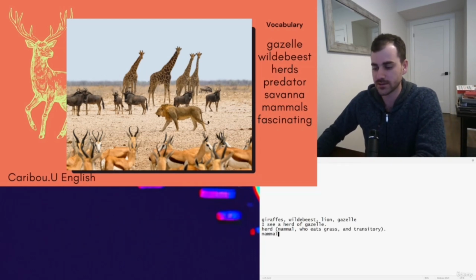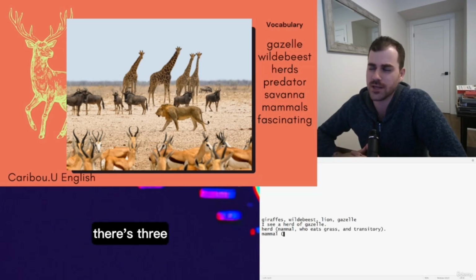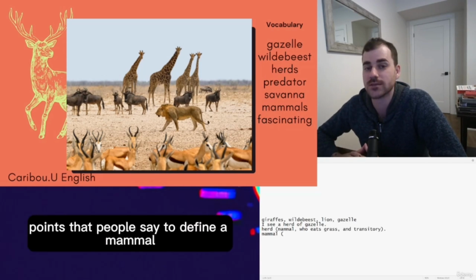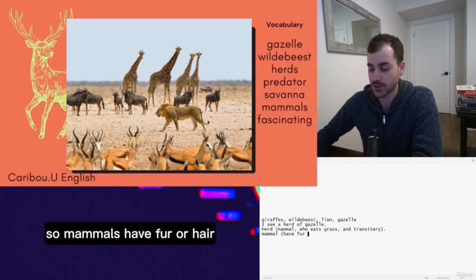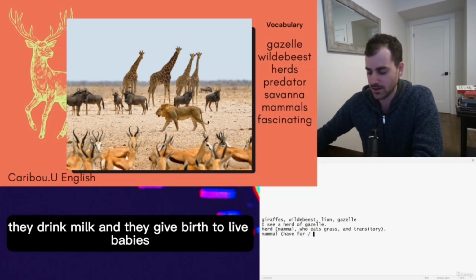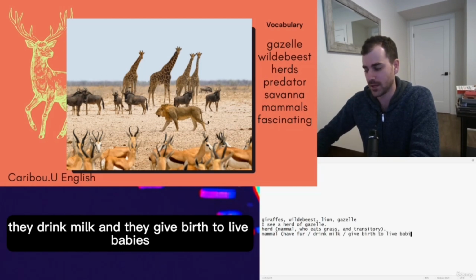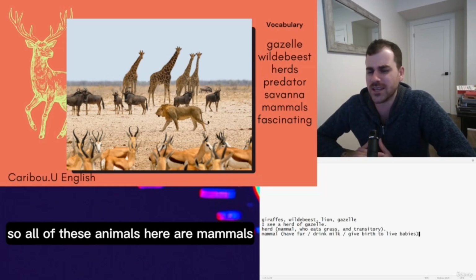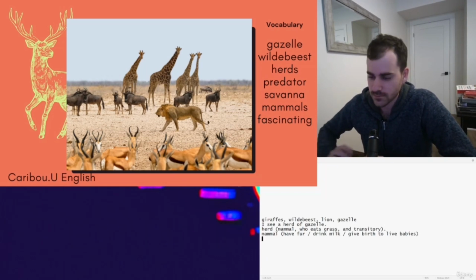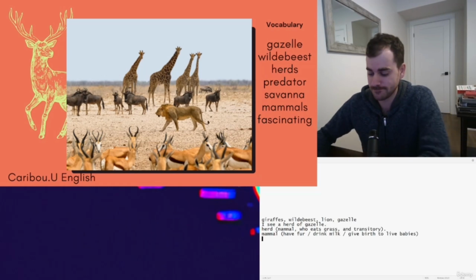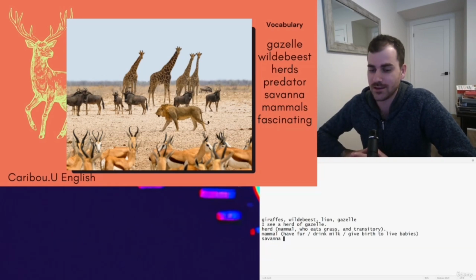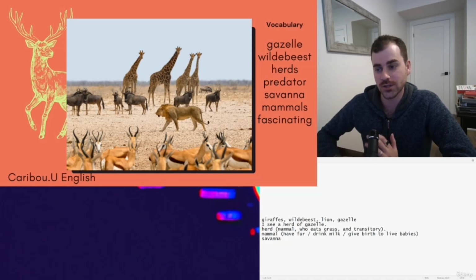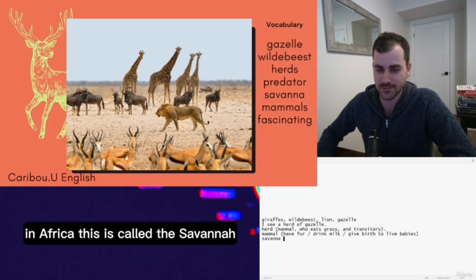And you know what mammal means? There's 3 points that people say to define a mammal, so I'll share those. So mammals have fur or hair. They drink milk, and they give birth to live babies. So all of these animals here are mammals. Where do they live? In the savanna. So that is a type of nature in Africa. This is called the savanna.